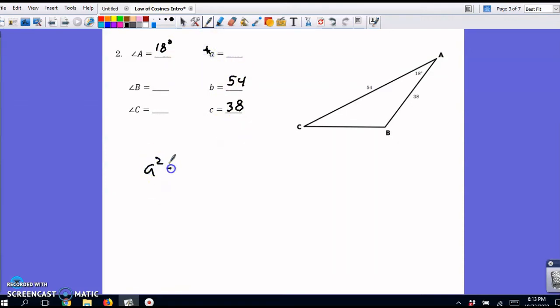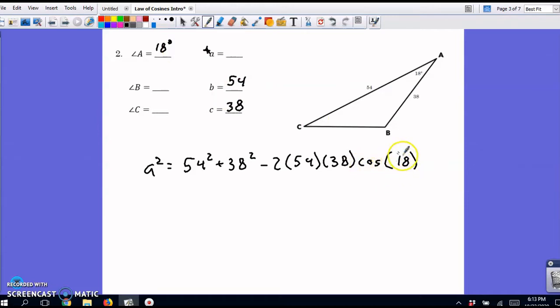So A squared will equal, doesn't matter the order, 54 squared plus 38 squared minus 2, always a 2, 54, 38, cosine of the angle, which is 18. Remember, anytime you're doing cosine or sine, that's always going to be an angle there, not a side. Put that in the calculator, take the square root of the answer to give you A.